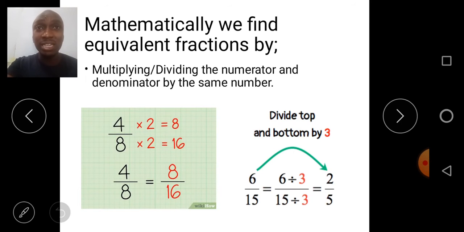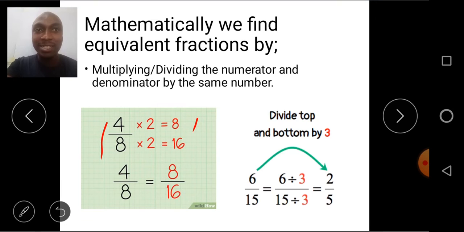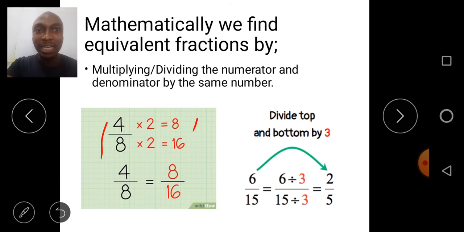But we said that mathematically we can find equivalent fractions by either multiplying or dividing the numerator and the denominator by the same number. By multiplying, we have 4 over 8 here. We multiplied the numerator and the denominator by 2. So 4 times 2 gave us 8, and 8 times 2 gave us 16. So we have 8 over 16, which made 8 over 16 an equivalent fraction of 4 over 8.